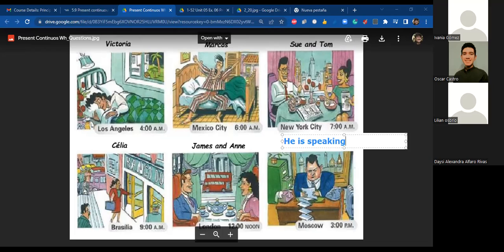Teacher, I have a question. Okay. ¿Cómo se diría él está sonriendo? He is smiling. He's smiling. What else? Okay. Thank you. What else? ¿Qué más está haciendo? He's speaking. He's smiling.